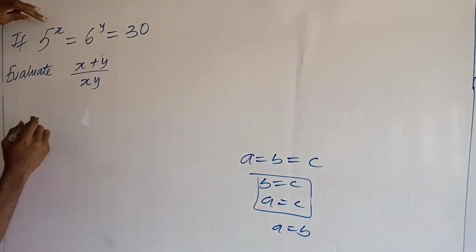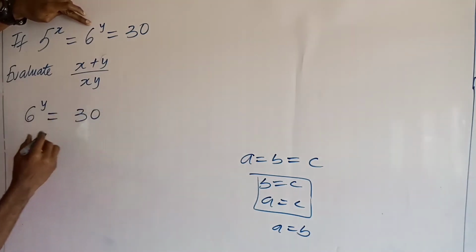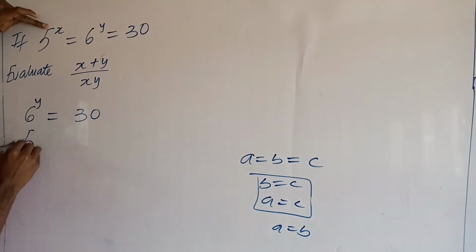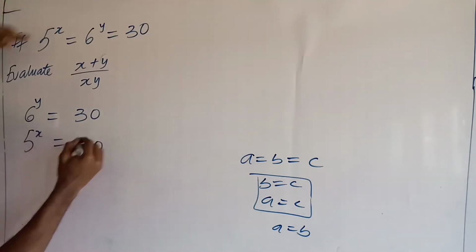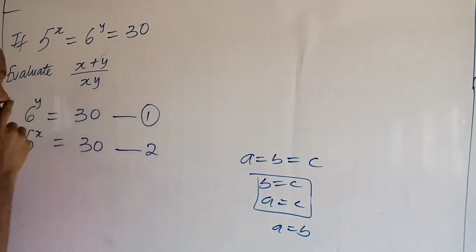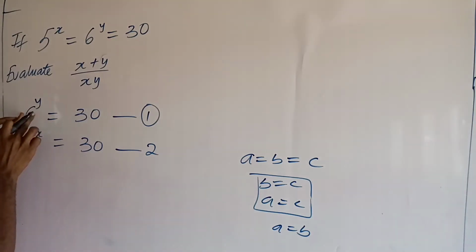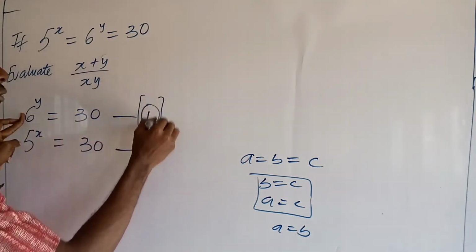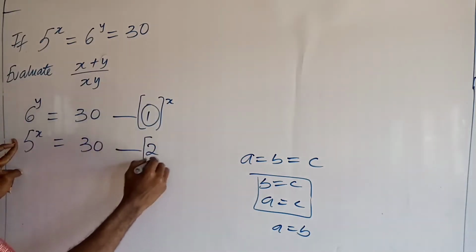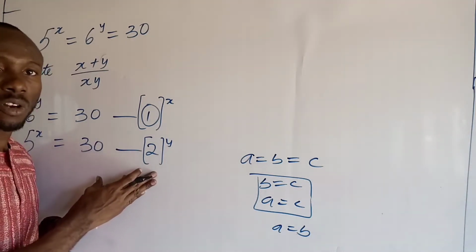So I have here 6 to the power y is equal to 30, and 5 to the power x is equal to 30. I'll call this equation 1, and I'll call this equation 2. Now the next thing I want to do is, in equation 1, take the power of x of both sides, and in equation 2, take the power of y of both sides. Later you will understand why we are doing all of these things.